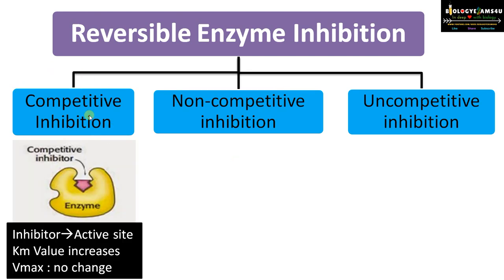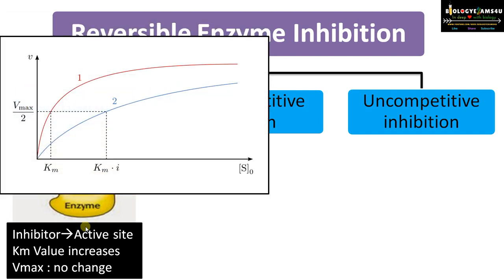First one is competitive inhibition. In the case of competitive inhibition, as you can see, the competitive inhibitor binds to the active site of the enzyme. It competes with the natural substrate for the active site. Therefore, the Km value increases, or the affinity of the enzyme for the substrate decreases, as Km value is inversely proportional to the affinity. Whereas Vmax, there is no change. By addition of more substrate, this inhibitory effect can be reversed.